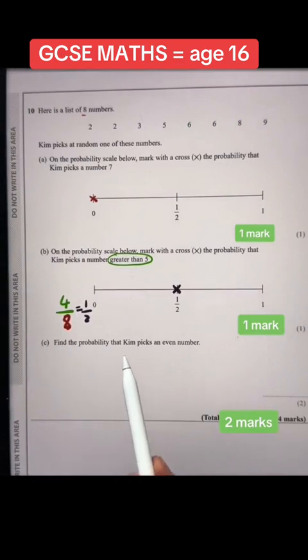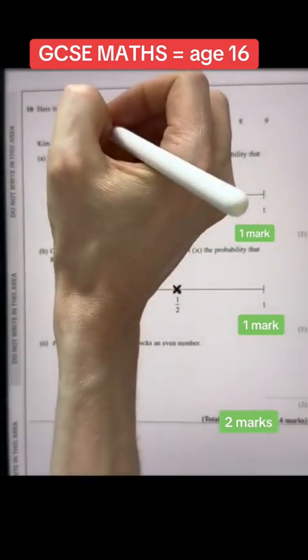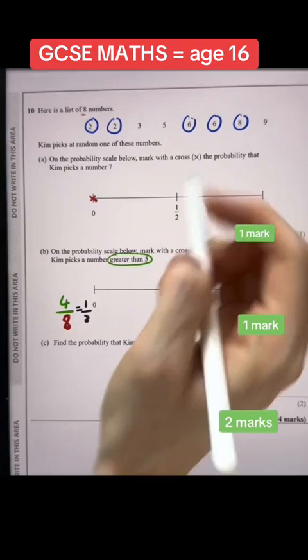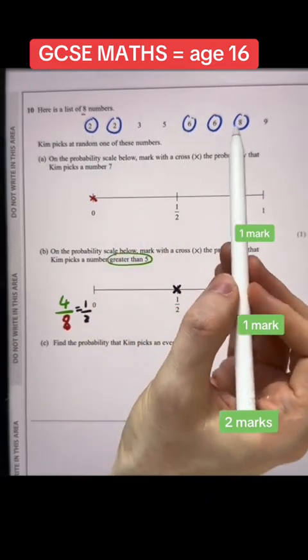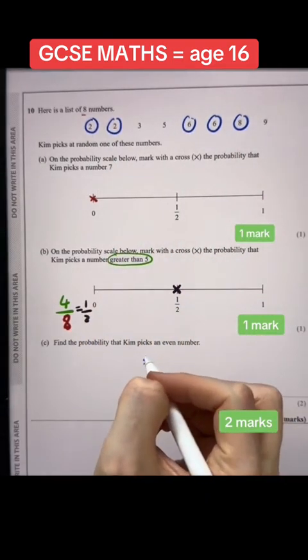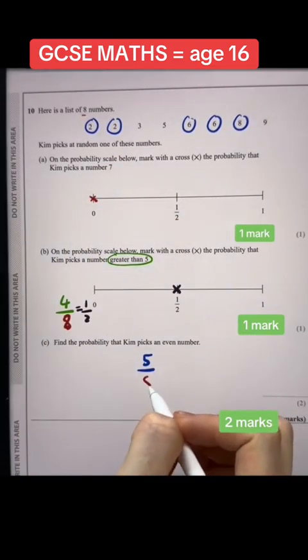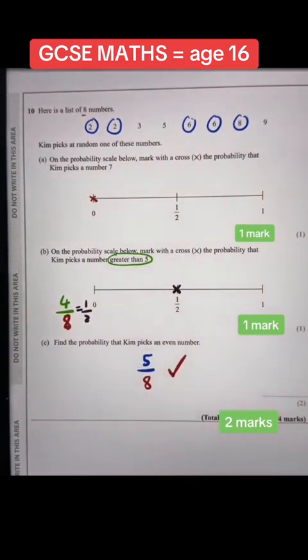Part C. Find the probability that Kim picks an even number. Well, an even number will end in 0, 2, 4, 6, or 8. Look at my list. The even numbers are 2, 2, 6, 6, and 8. So Kim's got 1, 2, 3, 4, 5. 5 chances of picking an even number, out of, in total, 8 numbers. So therefore, the chance of picking an even number is 5 over 8.